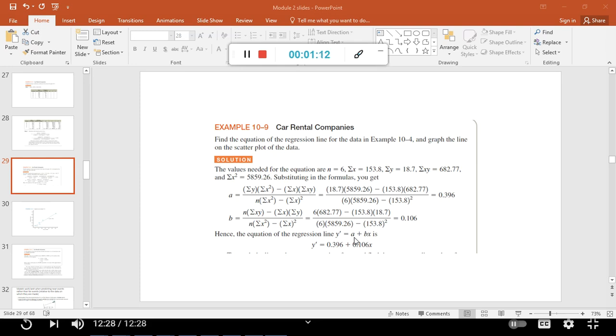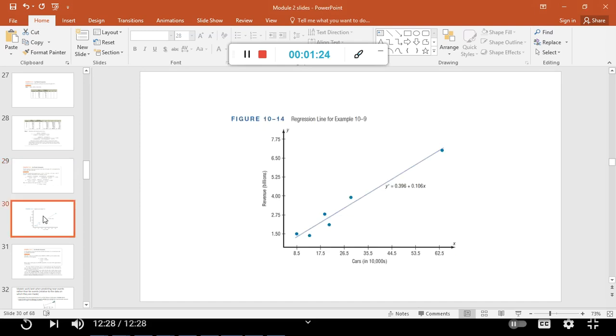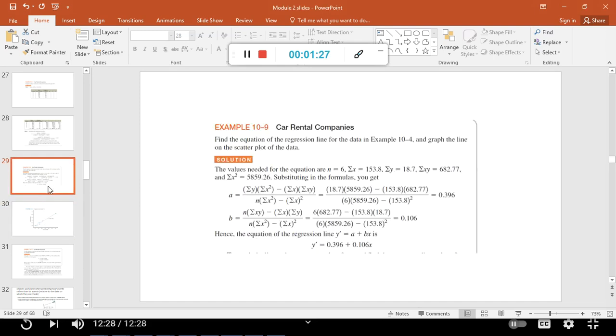So b here is the slope, and that's 0.106. That's the incremental change: if you increase by 1 unit of cars, that's the increase in revenue. So it's a unit change. And then the intercept is 0.396, and that would be effectively nonsense in this case.